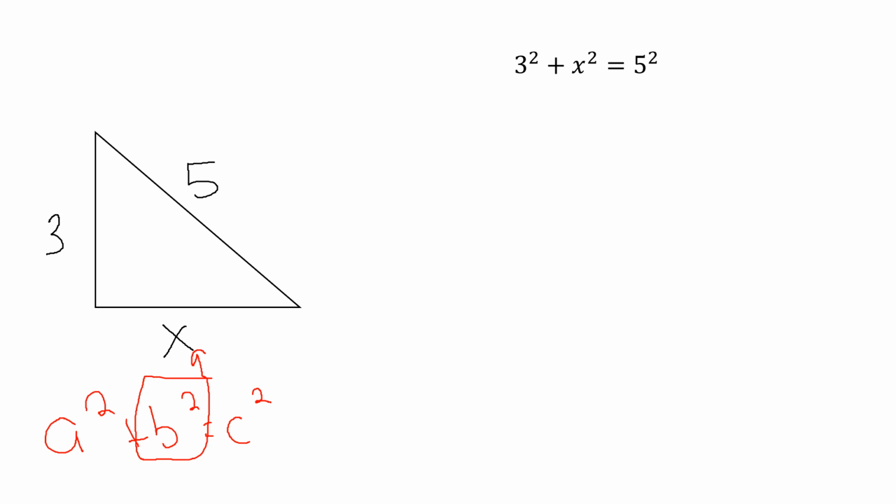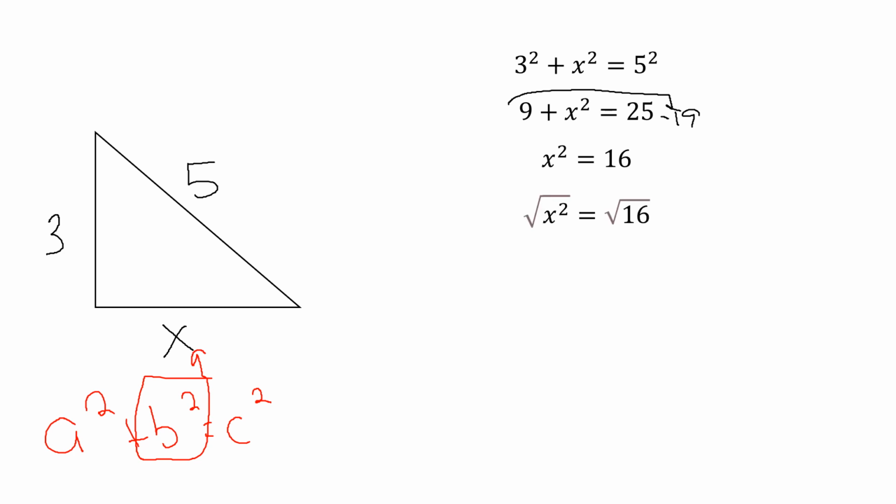So step 1 is my exponents. 3 squared is 9. 5 squared is 25. Now I need to move this 9 over. When I move it over, it becomes minus. 25 minus 9 is 16. To undo my x squared, I square root it. Square root of x squared is x. It undoes itself. Square root of 16 is 4. So in this case, the length of x is 4. And y'all, that is it to Pythagorean's theorem.